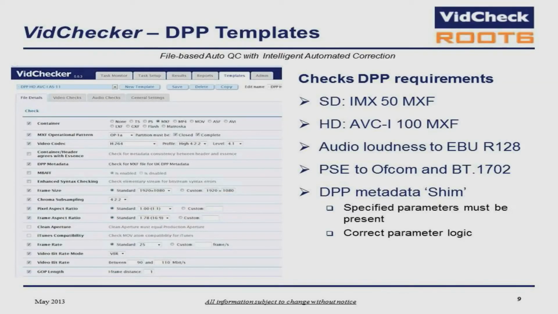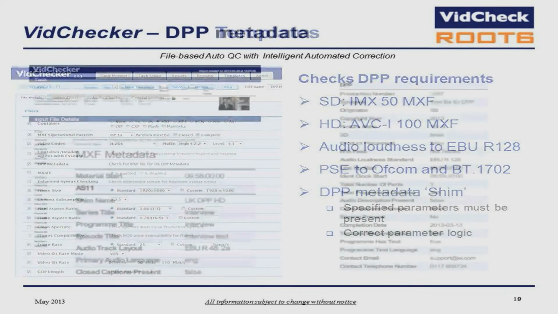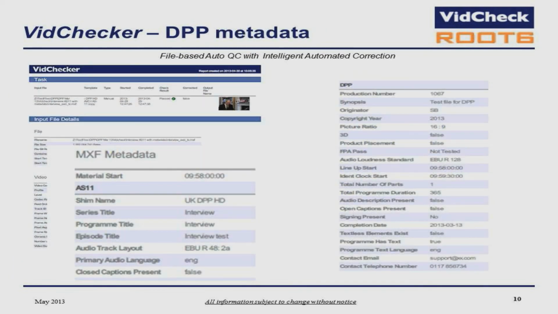So turning to the DPP, VidChecker does check into the DPP requirements. You pick the DPP SD or HD template, and that's pretty much all there is to it, and it does all the checks that you need to do there, including the PSE check in that. And the sort of report you get out of that, I guess you can just about see that, is not just the MXF metadata, but all the different fields that you would have to have in a DPP shim there, and it reports all those there, and you can see those there in a PDF or XML report.